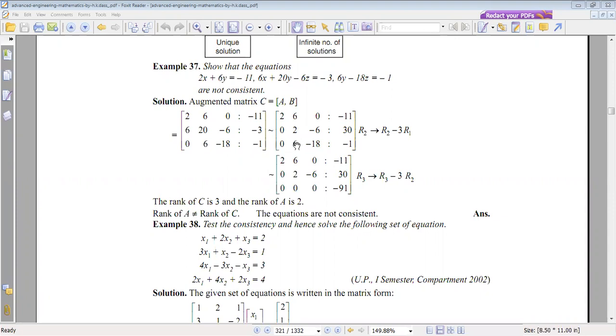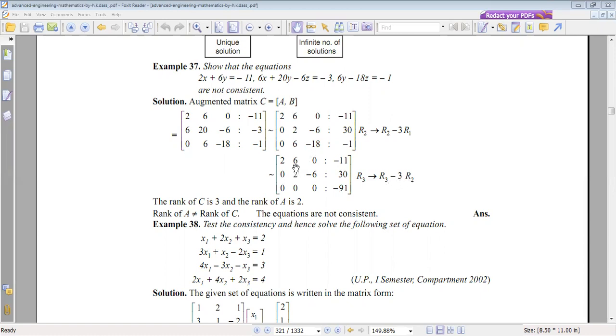Now see, by using this one, we can easily make this element equal to 0. How can you make this equal to 0? 6 minus 2 into 3, 6 minus 6, it will become equal to 0. So row 3 tends to row 3 minus 3 row 2.